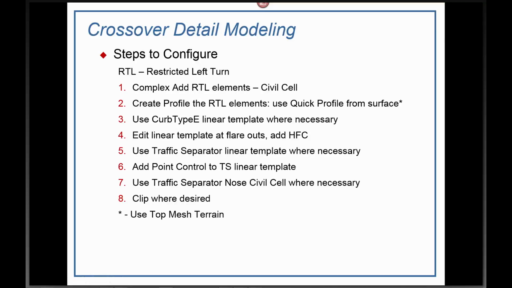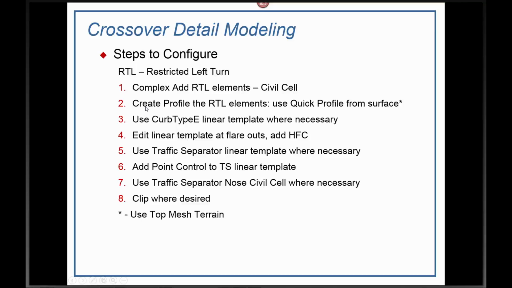As far as a restricted left turn or restricted movements in an intersection, there's a few more steps after you've done the open crossovers configuration from the first few steps in the previous slide. And I'm going to demonstrate some of this. Some of it I already have set up. The first thing you'll do is obviously add in restricted turn lane elements. We actually have a civil cell for that. I'm going to demonstrate placing that civil cell. It doesn't work on the one project because the median isn't wide enough on this project, but at least I can place the 2D elements.